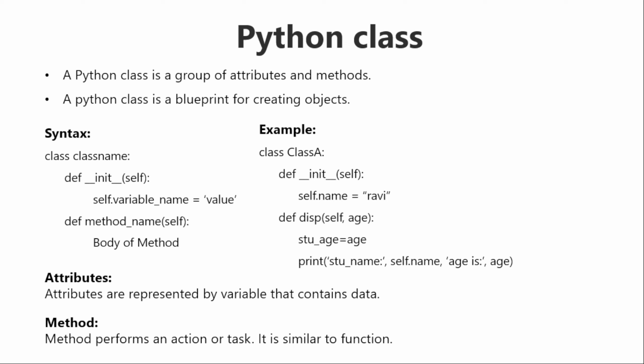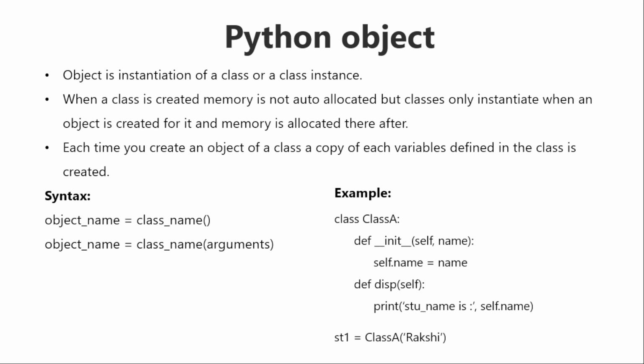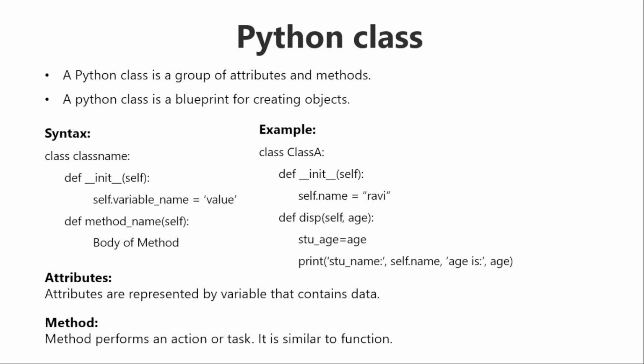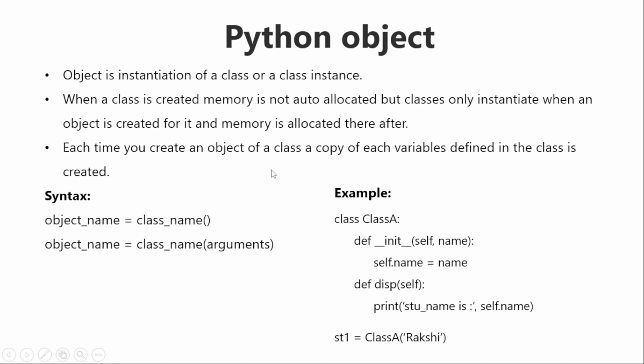So what are attributes? Since Python classes are a collection of attributes and methods, what are attributes? Attributes are represented by variables that contain data. A method performs an action or task. A method is nothing but a function which is used to perform a specific task. It is similar to a function. Before moving to Python objects, let us create this syntax with an example in the code editor, and later I will discuss Python objects and how we can create an object and call the class.